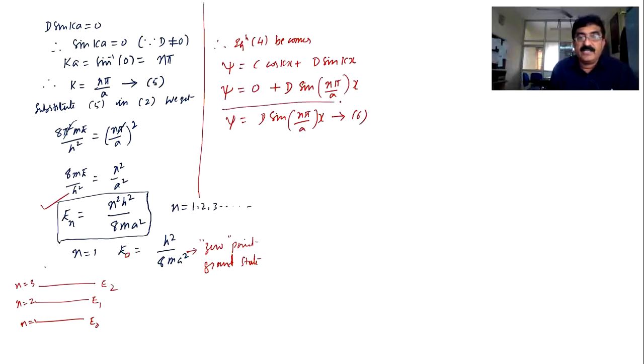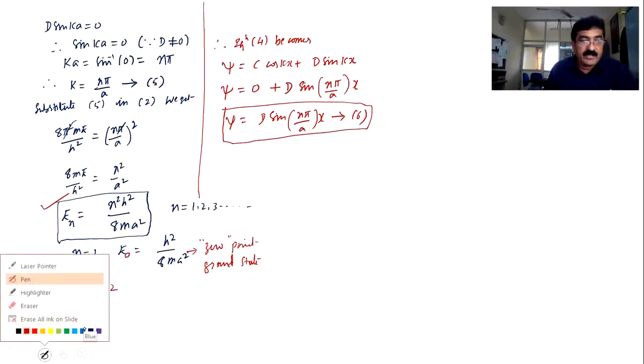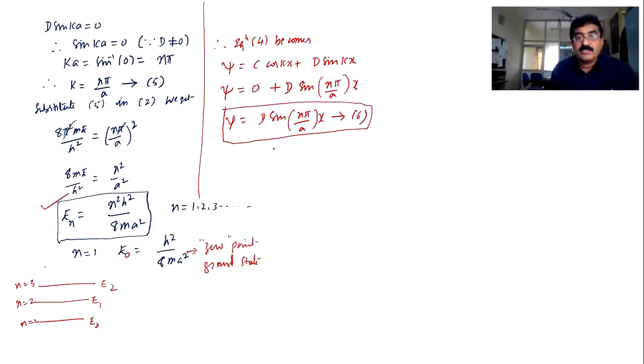So this is the equation for the wave function, but still I don't know the value of D, so I will try to evaluate D now. Okay, so the next step, to find the D value, is also called normalization. Already in the previous video I explained what normalization is.